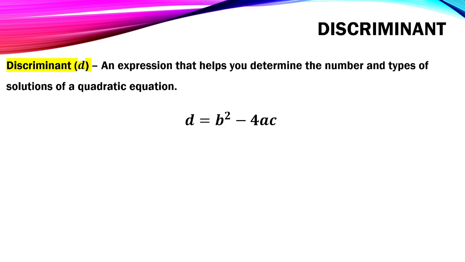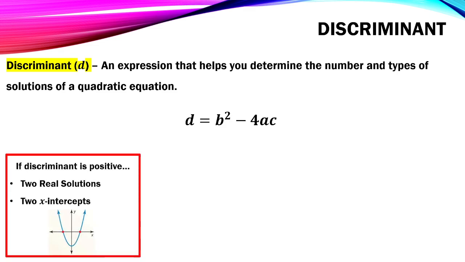So how do I know? Well, if your discriminant is positive, right? So let's say you did b squared minus 4ac, comes out to a positive number, then you're actually going to have two real solutions. And that means if you graph it, you're going to have two x-intercepts. Your parabola is going to cross the x-axis 2 times.